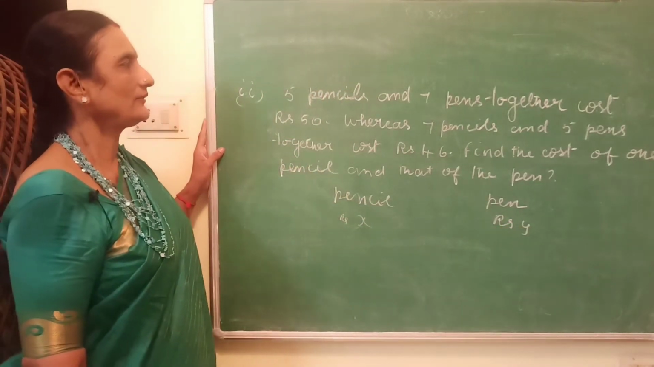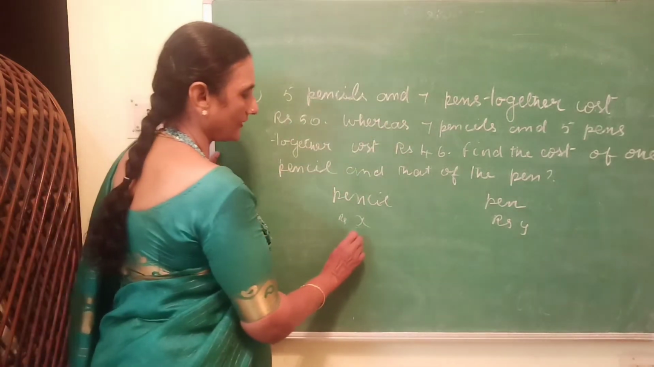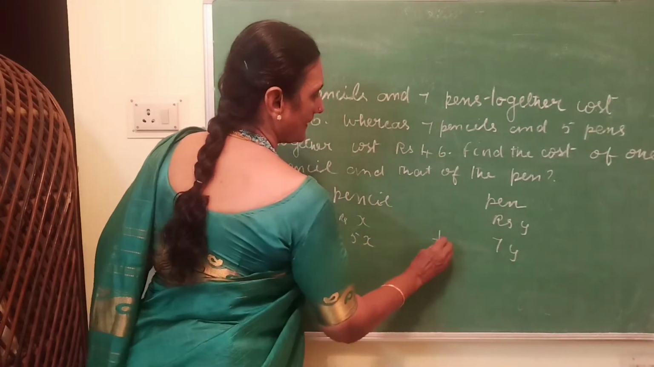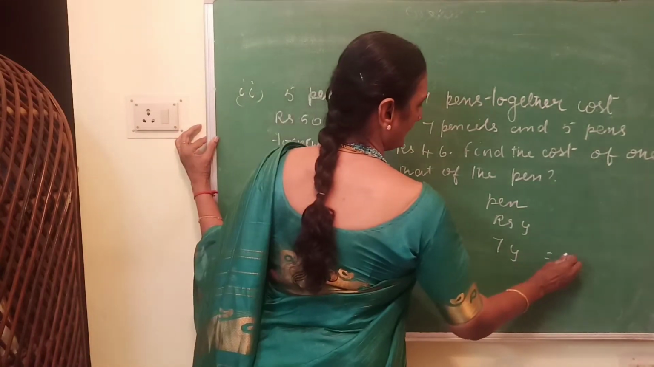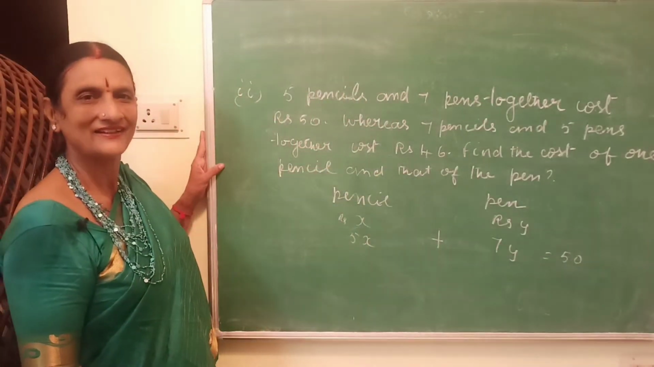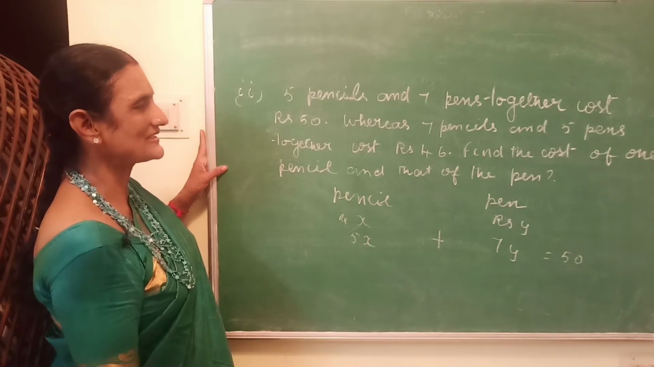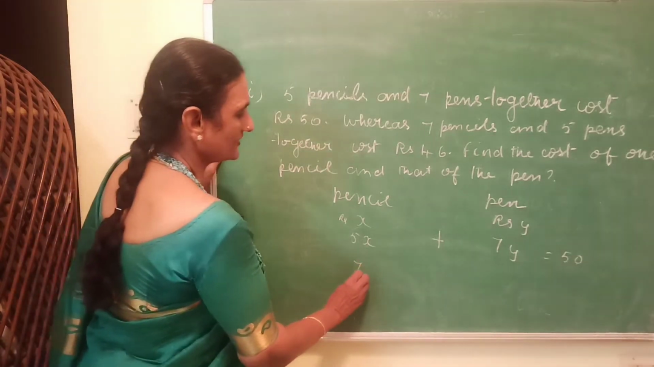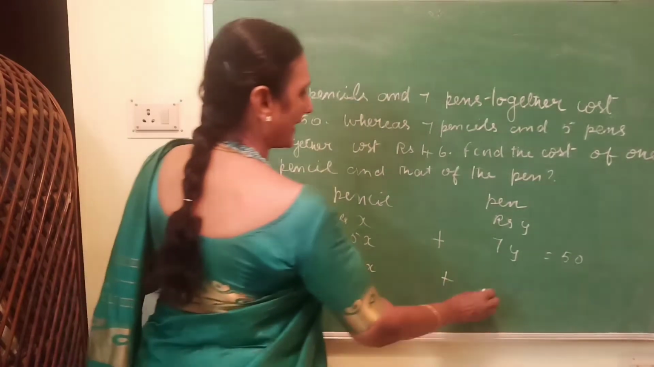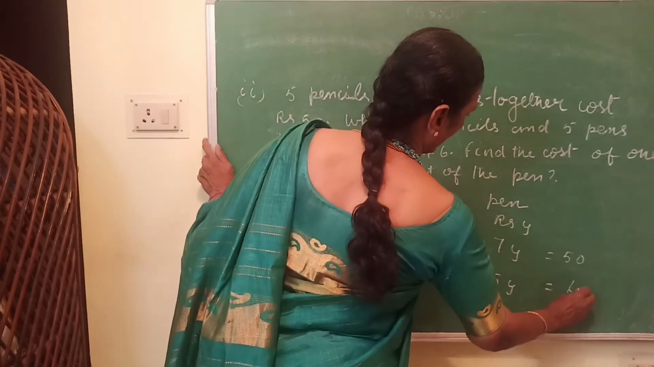Okay. Now the first situation, 5 pencils and 7 pens. Therefore it is 5X plus 7Y equals rupees 50. This is one equation. Are you understanding or not? Now the second equation is 7 pencils and 5 pens. So 7X plus 5Y together cost rupees 46.